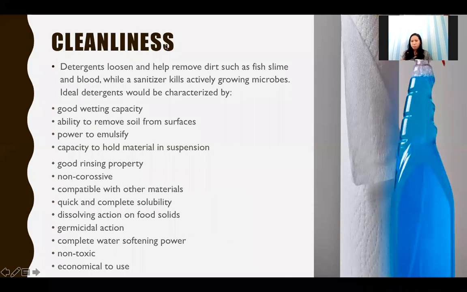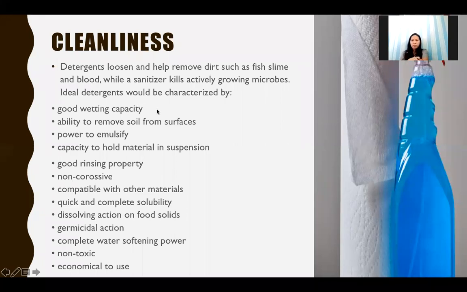So cleanliness, ang ginagamit para maglinis is detergents. So detergents loosen and help remove dirt such as fish slime. Yun, masyadong mahirap tanggalin yung fish slime and blood. While a sanitizer kills actively growing microbes. So yun yung role ng detergent and ng sanitizer. So this is the characteristic of an ideal detergent.